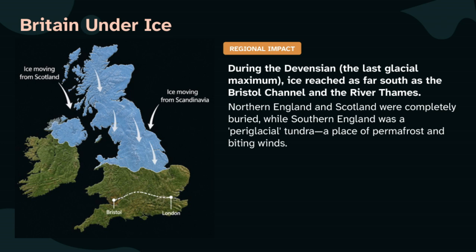Periglacial means an area near the edge of ice sheets. These places were not necessarily covered by glaciers, but they experienced freezing conditions, permafrost, and strong cold winds. Imagine Britain at this time. Much of Scotland, Wales, and northern England would have been covered by ice sheets and glaciers. Further south, the landscape would have been tundra-like, with frozen ground, little vegetation, and harsh winds.